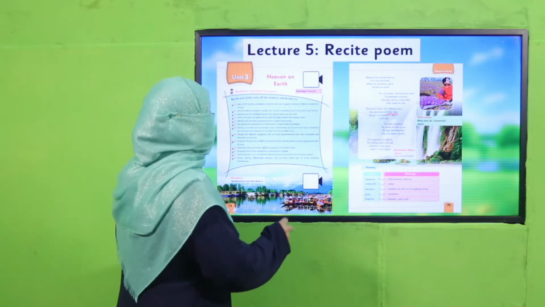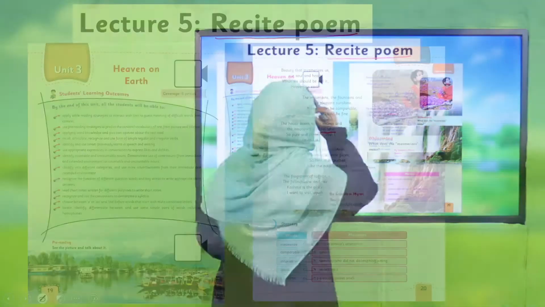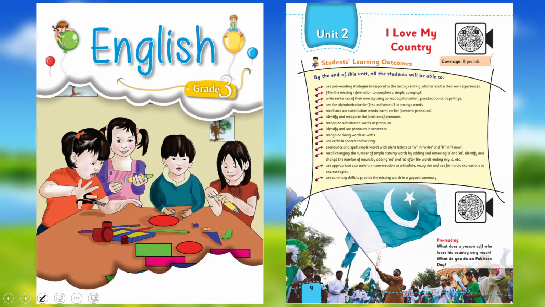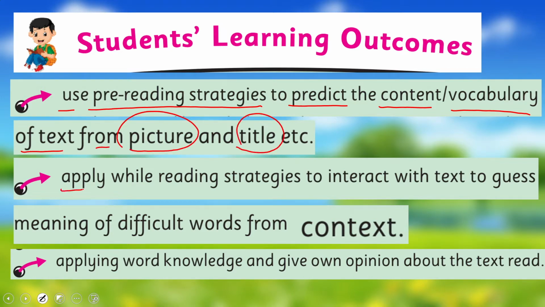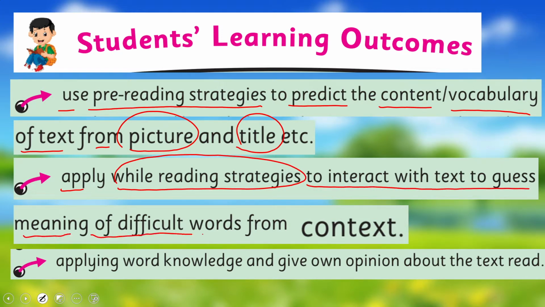Yes, my dear children, today we are going to recite, learn and understand this poem. Before this, in English for grade 3, I have already taught you how to understand post-reading strategies, how to comprehend the text. So this is what we are going to learn further: to use pre-reading strategies to predict the content and vocabulary of a text from picture and title, apply while-reading strategies to interact with the text, guess the meaning of difficult words from context, apply word knowledge, and give your own opinion about the text read. These are our today's SLOs.